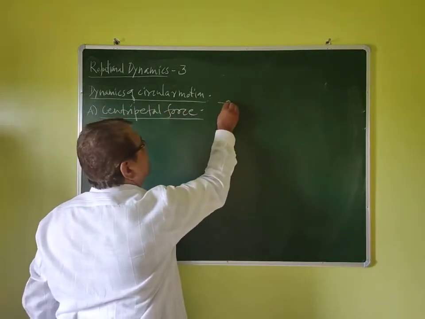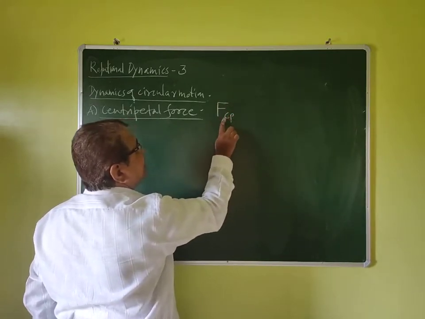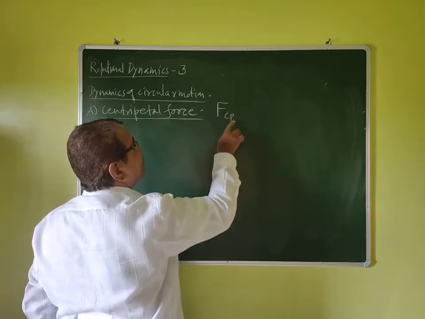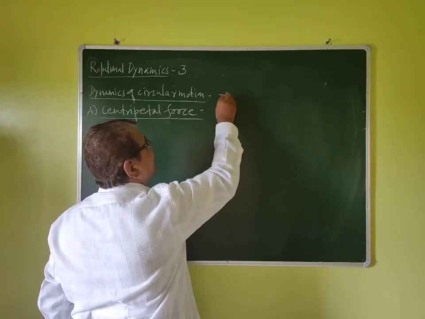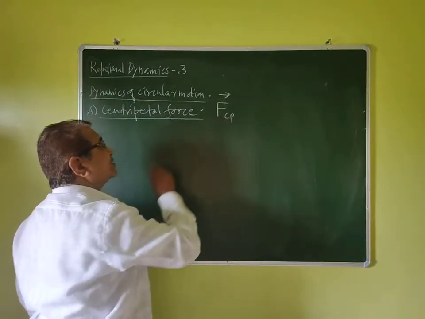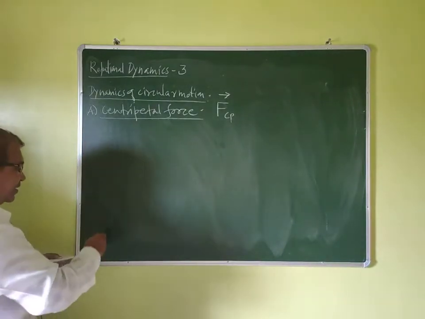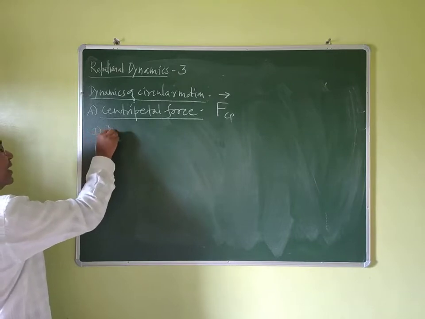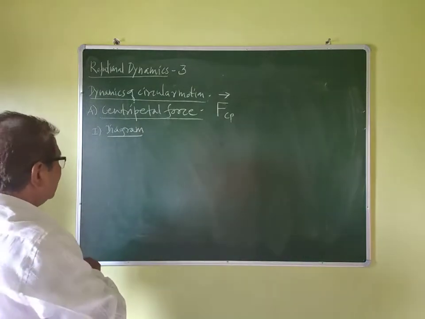The centripetal force I will denote like this: Cp, centripetal force. I will write this in magnitude form. In vector form it is written like this. This is the vector form of centripetal force. So instead of writing the definition at first, I will write it in point form. So our first point, I will draw a diagram.